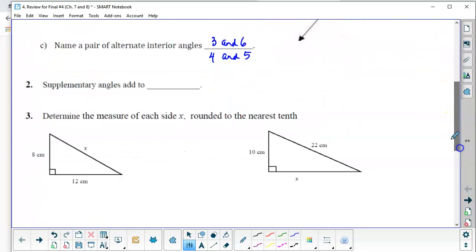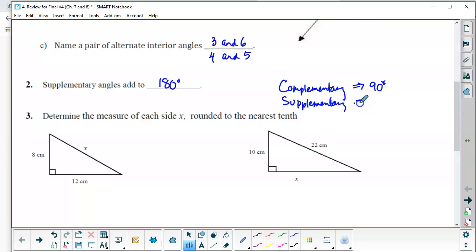All right, next one, supplementary angles. What do they add to? They add to 180 degrees. You got to memorize it. So complementary, they add to 90 degrees. Supplementary, add to 180. So think about it. C comes before S in the alphabet. 90 is smaller than 180.